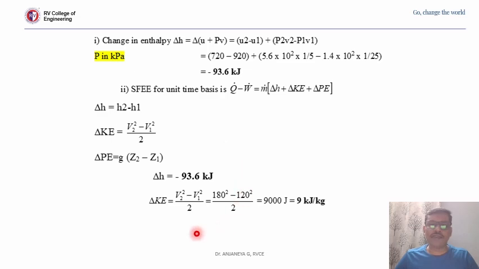Similarly, I can have delta KE, that is the change in kinetic energy term. When I substitute V2 square minus V1 square by 2, I am getting joules, and we have to divide it by 1000 so that it is in kilojoules per kg, because already delta H is taken in kilojoules per kg.